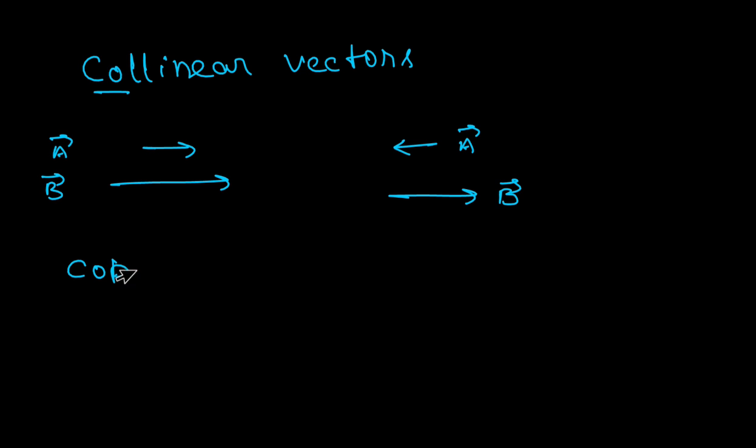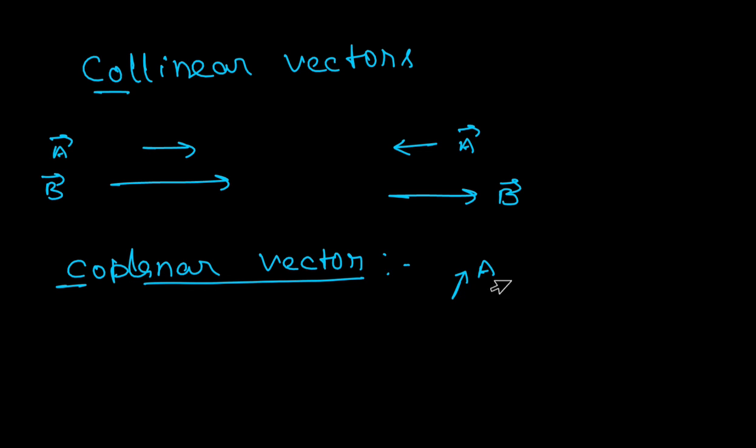Now, what are coplanar vectors? All vectors which are acting in the same plane are called coplanar vectors. So if a number of vectors are in the same plane, then these vectors can be called coplanar vectors.